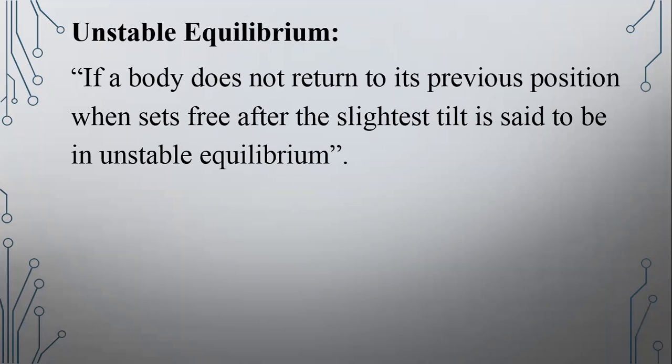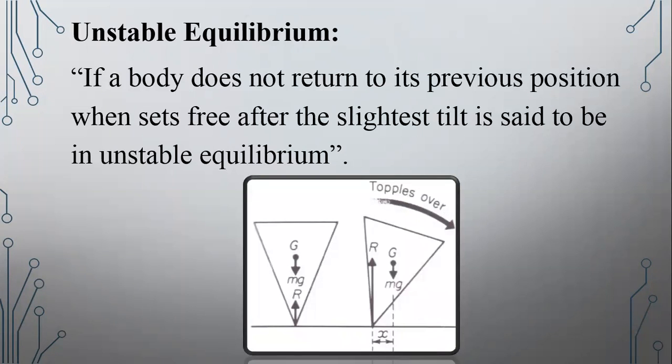So this is called unstable equilibrium. For example, if the same paper cone is balanced at its tip, so weight is acting downward, normal reaction force at the point of contact is acting vertically upward.